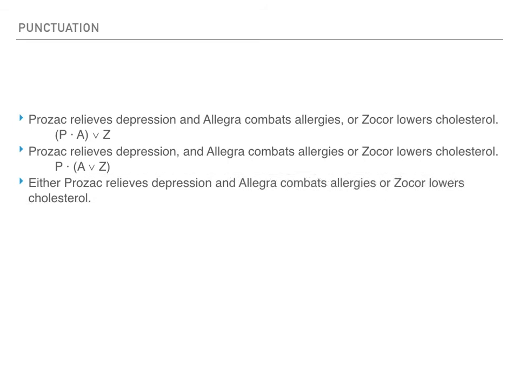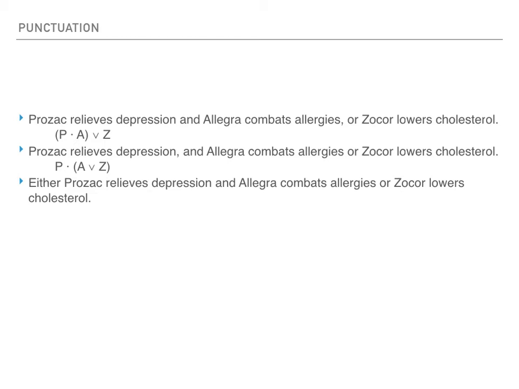Okay, so now it's not going to always be that simple, of course. It's not always the case that simply a comma or lack of a comma indicates where the parentheses go. So sometimes there are other clues. So in this sentence here, it says either Prozac relieves depression and Allegra combats allergies, or Zocor lowers cholesterol. There are no commas there. So how are you supposed to move from that sentence to know what the correct translation of it is?